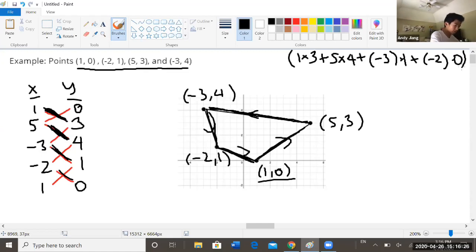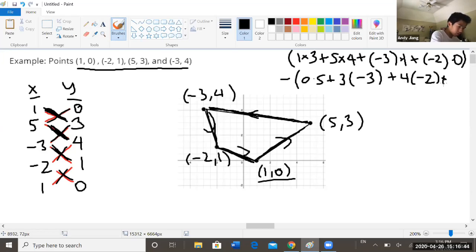My second term is doing the same thing, but with the ones going up like that. And I subtract the entire sum from the first sum. So it's 0 times 5 plus 3 times negative 3 plus 4 times negative 2 plus 1 times 1. All right, and finally, I take the absolute value of that and I multiply by 1/2 to get the area.